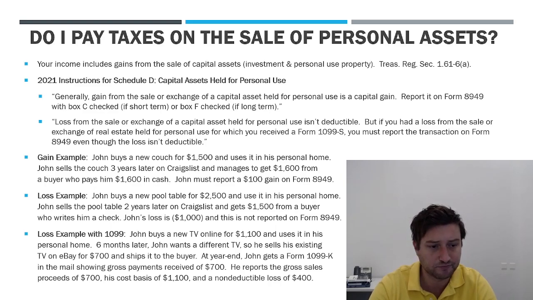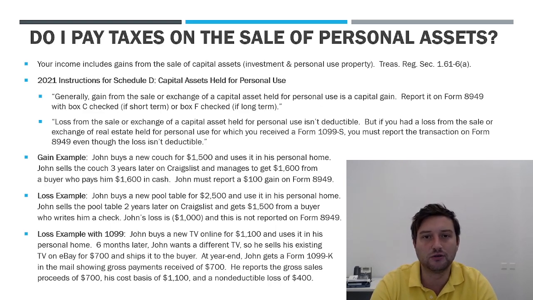That makes sense, right? Now here's where it's starting to get more complicated. And the 1099-K reporting is going to require people to basically add more information to the return, even though it doesn't affect their tax liability. So we've got John here, he buys a new TV for $1,100 and he uses it in his home. He sells it 6 months later because he decides he wants a new TV. So he sells it on eBay for $700, ships it to the buyer, and then at year end, John gets a 1099-K from eBay for $700, right? Because he has exceeded that $600 threshold.